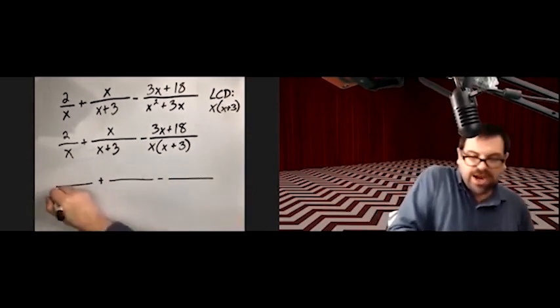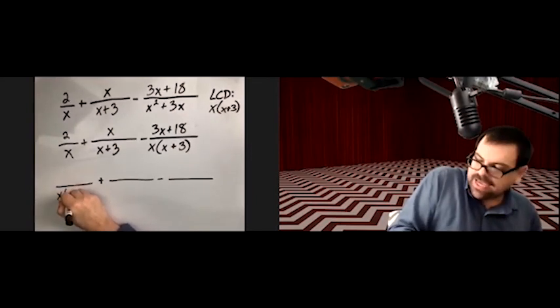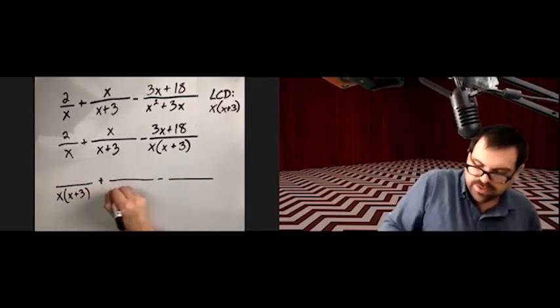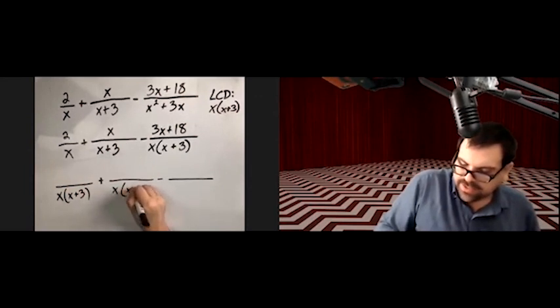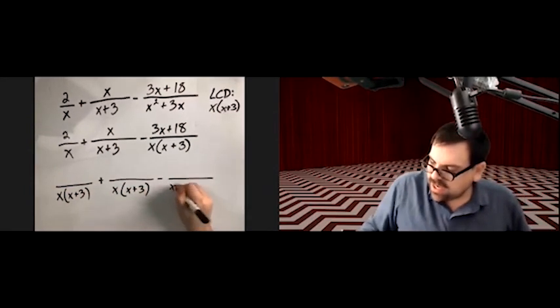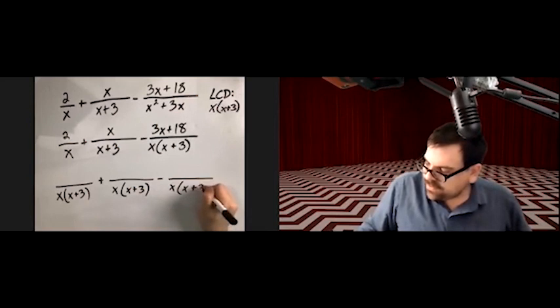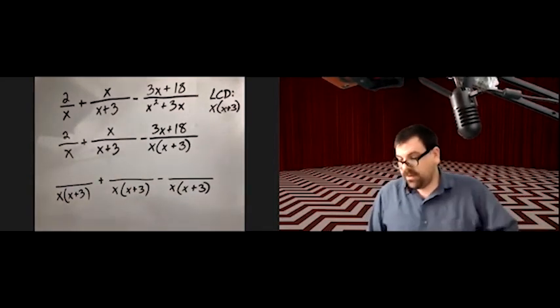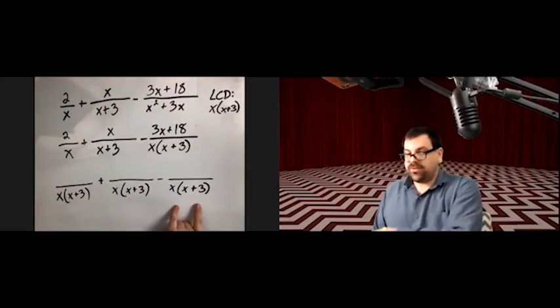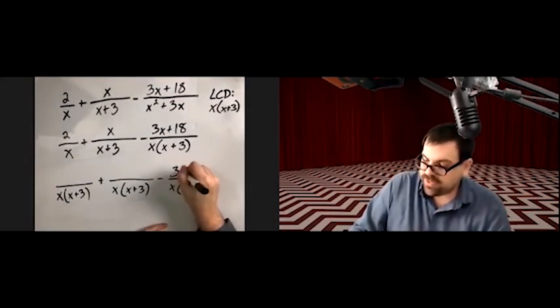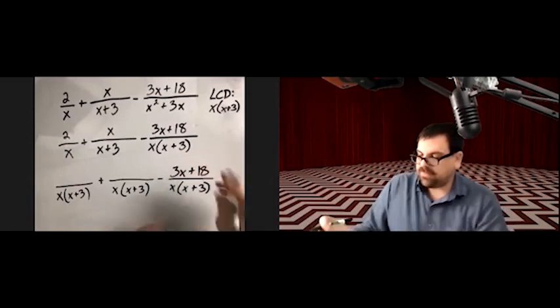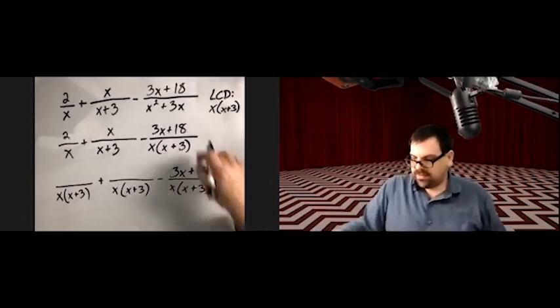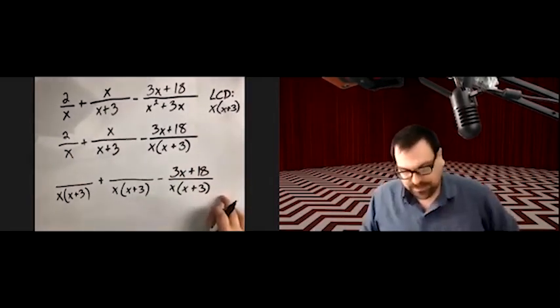So now we have 3 fractions, and each of them needs to be x times x plus 3 on the bottom. x times x plus 3. x times x plus 3. And since the third one didn't change, we can just go ahead and put our 3x plus 18 up there. That one's done. That one hasn't changed at all.